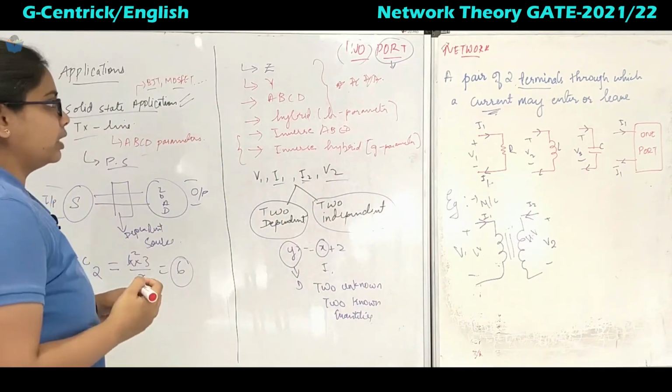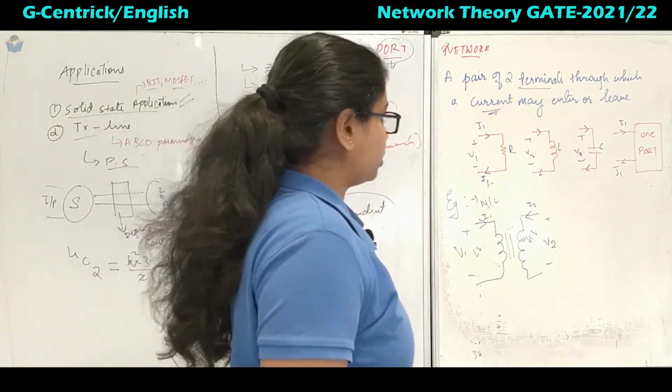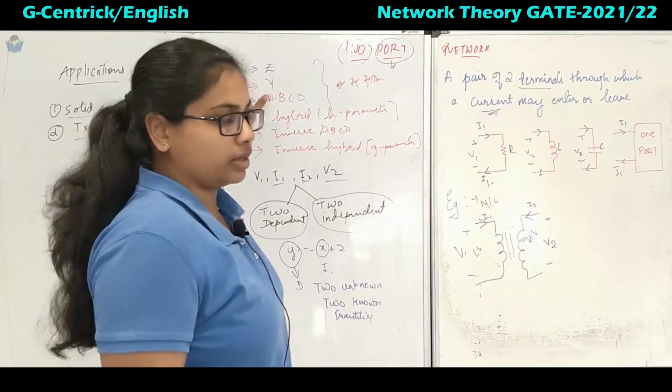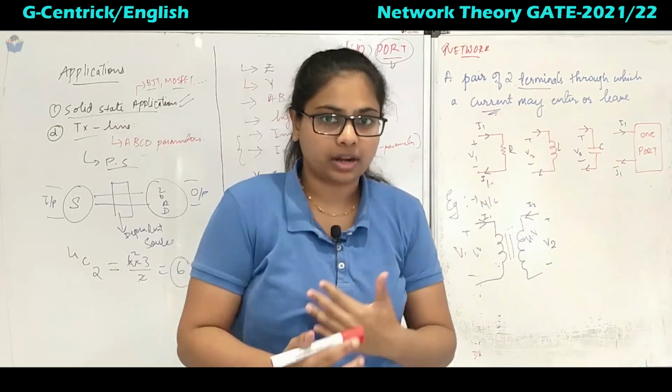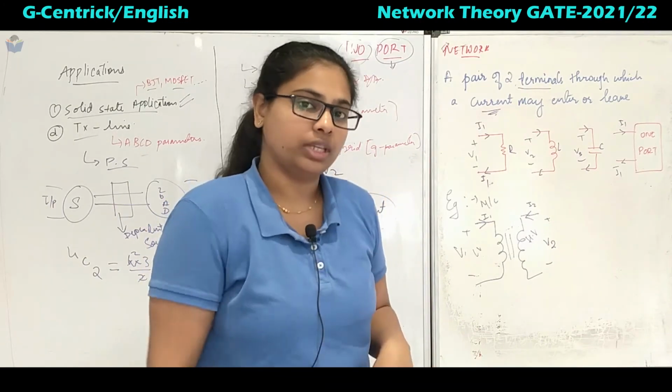So this is about the two-port network. This is a very easy topic, especially the Z parameter, which is very, very easy. In the next lecture, we will start with the Z parameter, see how it goes, and then switch to the GATE questions.